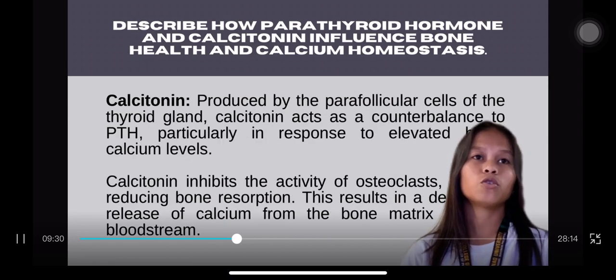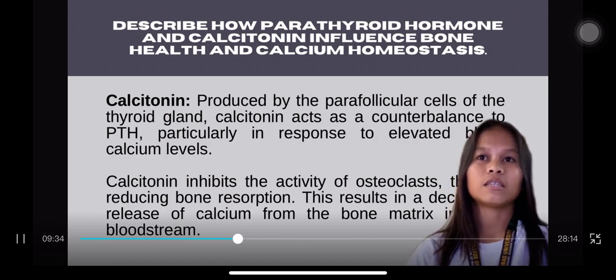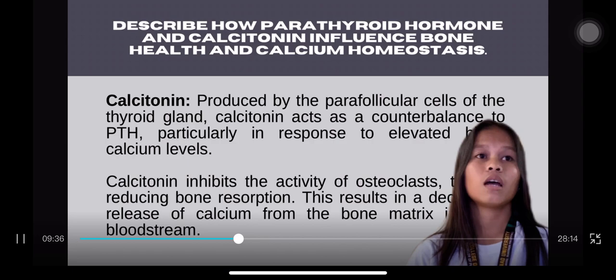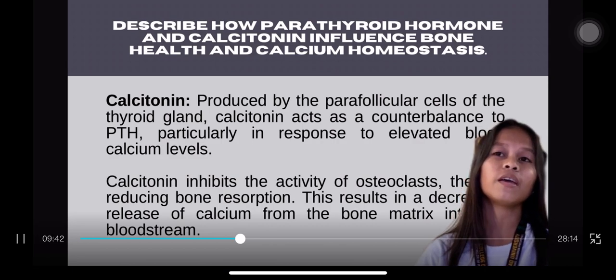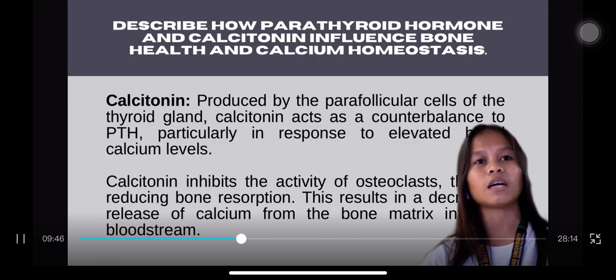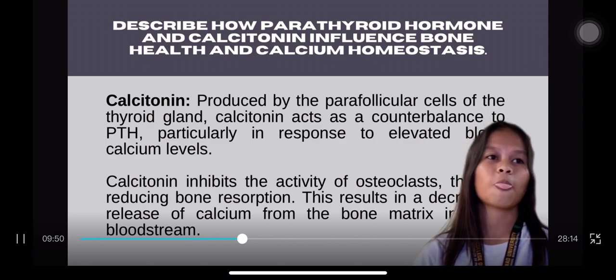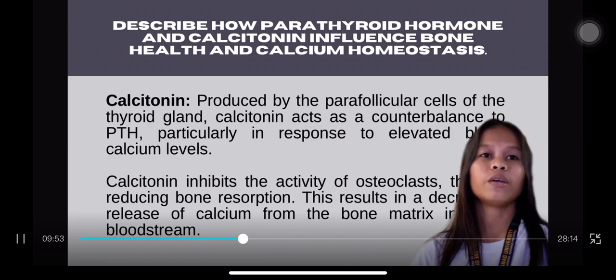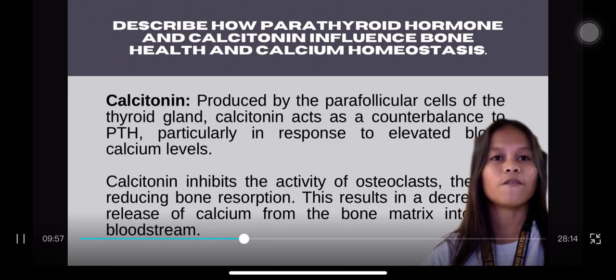Calcitonin is produced by the parafollicular cells of the thyroid gland. Calcitonin acts as a counterbalance to parathyroid hormone, particularly in response to elevated blood calcium levels. Calcitonin inhibits the activity of osteoclasts, thereby reducing bone resorption. This results in decreased release of calcium from the bone matrix into the bloodstream.